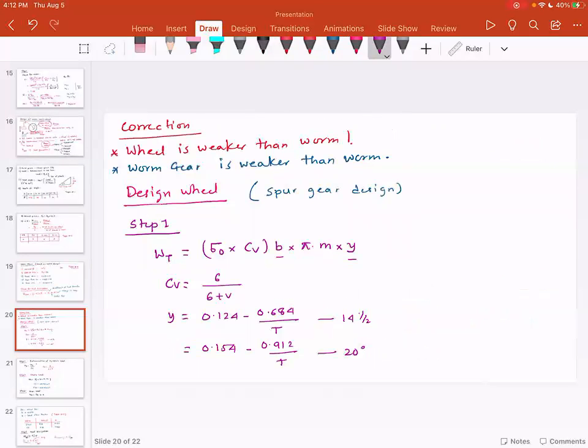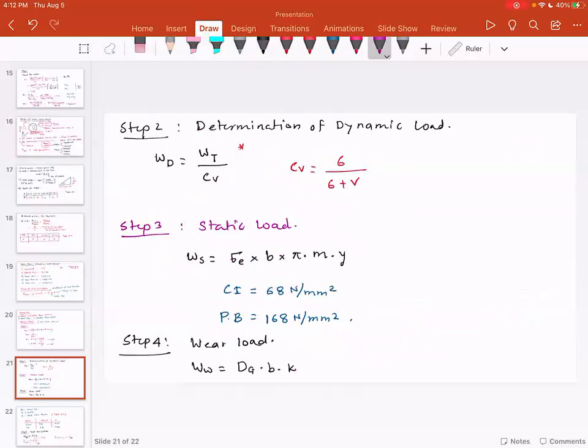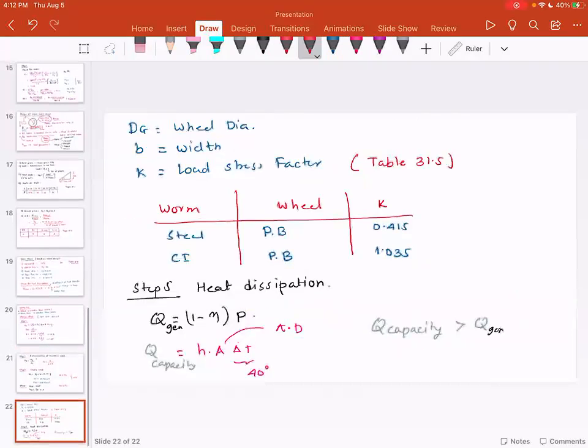And then step one is based on the beam strength. Step two is determination of dynamic load. Again, the equation is super simple. Step three, determination of static load, and then determination of wear load. And for the design to be safe, it goes without saying, WS has to be greater than WD, and WW has to be greater than WD. And this is how the worm wheel design will be done.